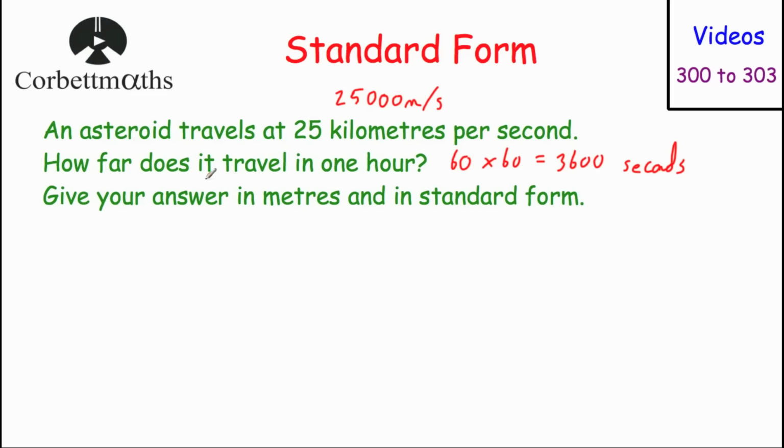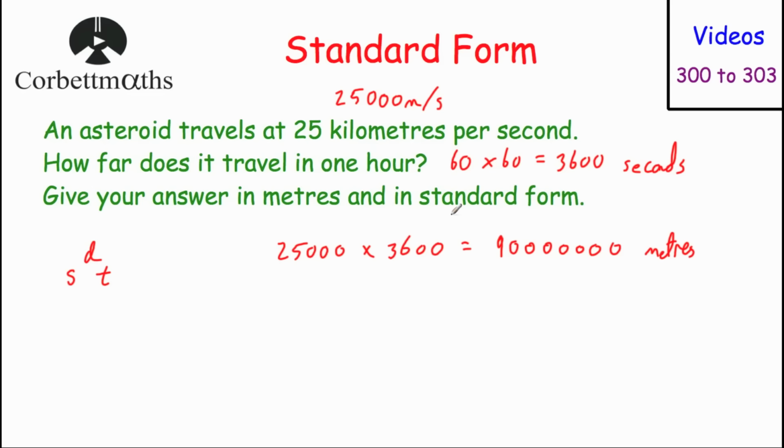And we've been asked to work out how far it travels. So remember, we've got speed, distance, and time. So distance is equal to speed times time. So if we multiply the speed by the time, because it travels 25,000 meters every second and it travels for 3,600 seconds, if we multiply those two together, we should get our answer. So we've got 25,000 multiplied by 3,600. And that's equal to 9 followed by 7 zeros, or 90 million, so 90 million meters.